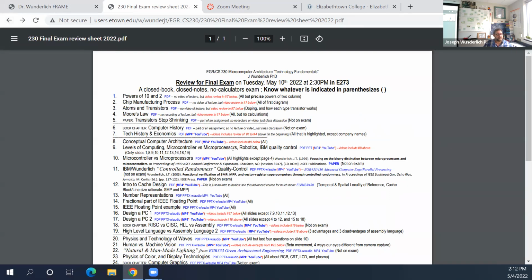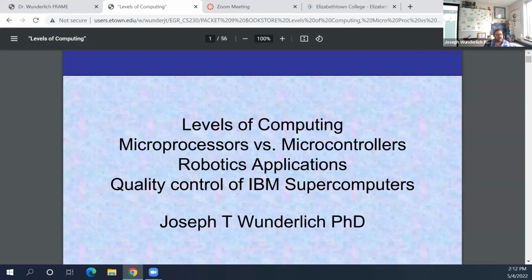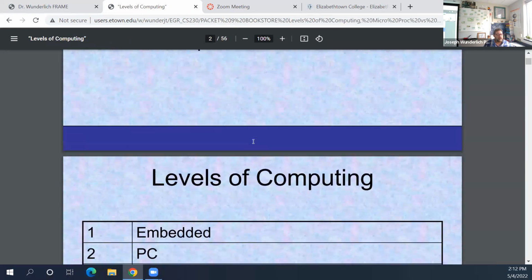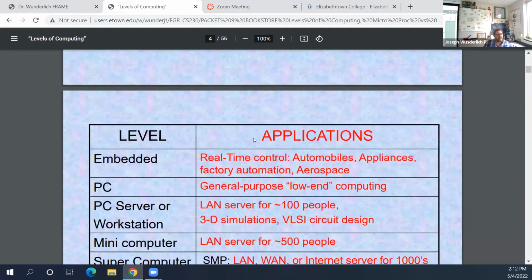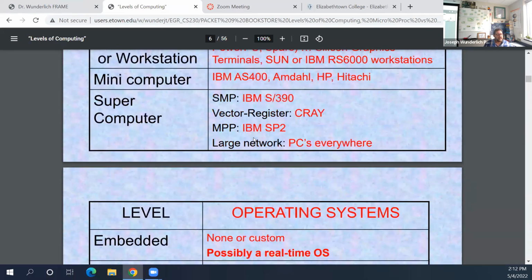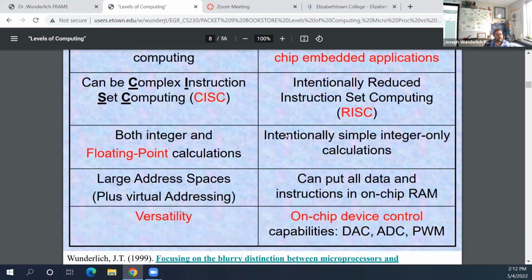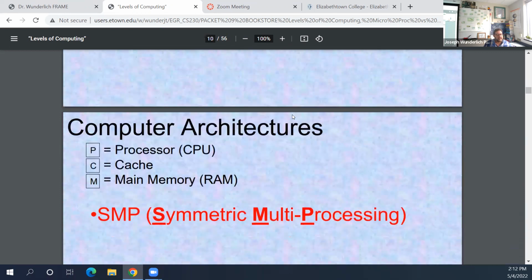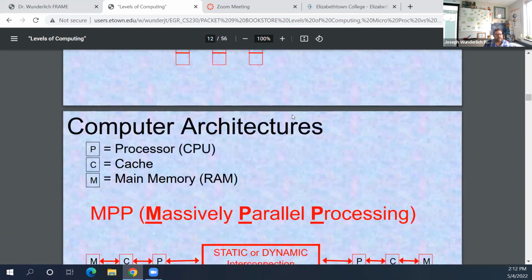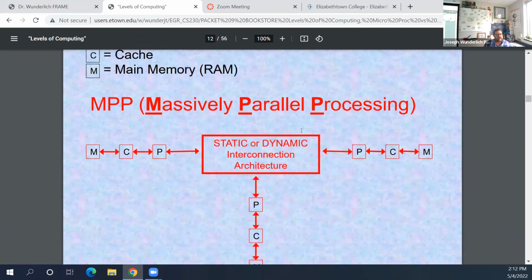Levels of computing. So only slides 1, 8, 9, 10, 11, 12, 13, 16, 18, 19. I'm not going to remember all this. Let's do 1, 8, 9, 10, 11, 12 first. Here's 1, and then not on any of this. Then 8 is this one. And then 9, 10, 11, 12 are MP, MPP, vector register, and the network, and be able to sketch those.